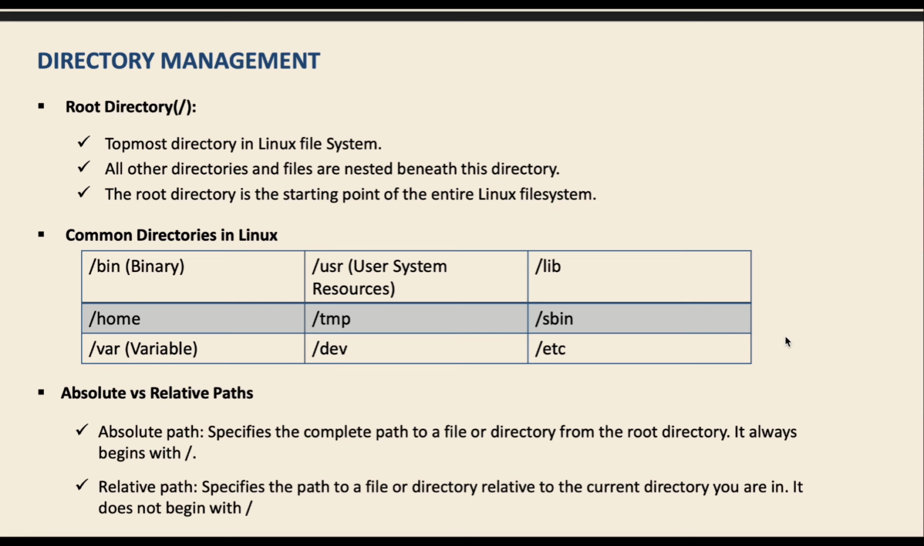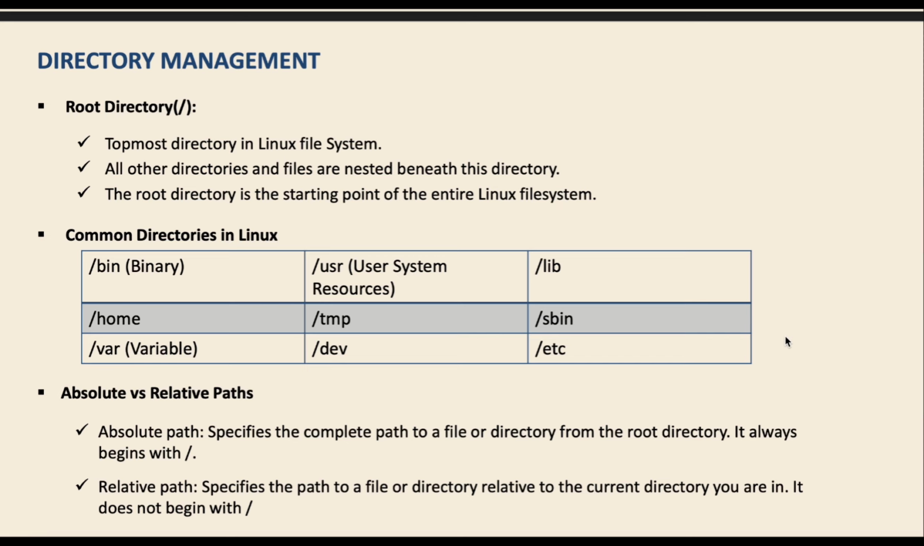Apart from the root directory, there are other common directories present as part of the Linux operating system. The first is bin, or binary. This contains essential system binaries or programs that are required for basic system operations, like cp, cat, and other commands in Linux. The next one is home. This is where the user directories are stored. Each user typically has a subdirectory under home where their personal files and configuration are stored.